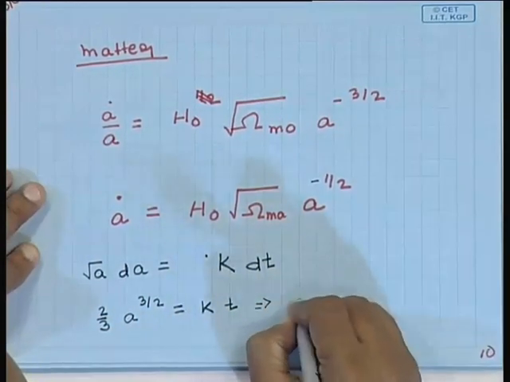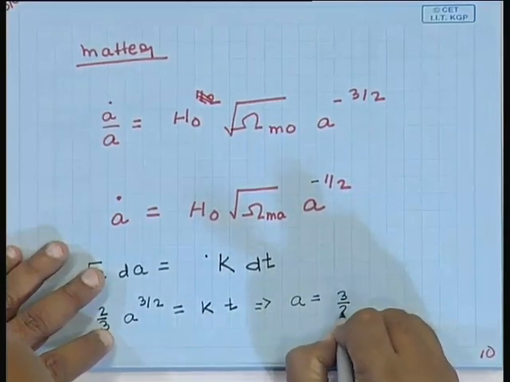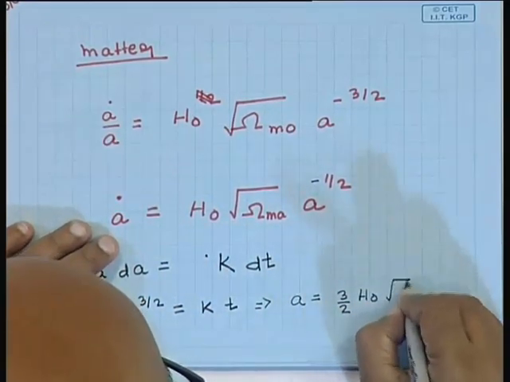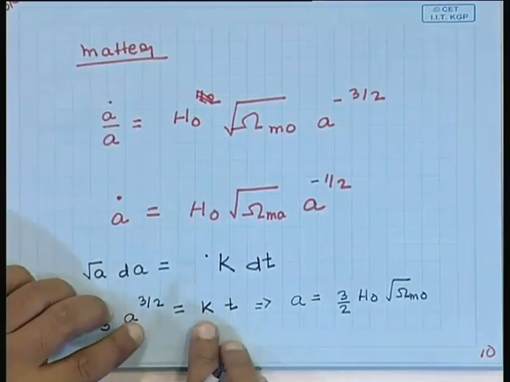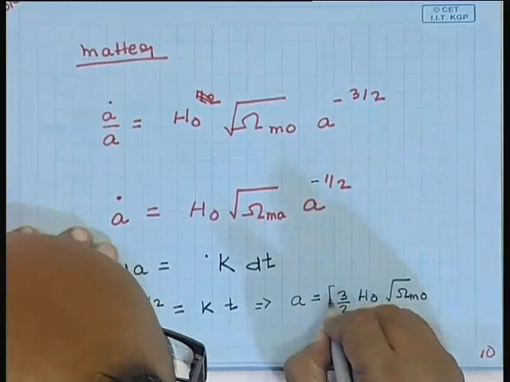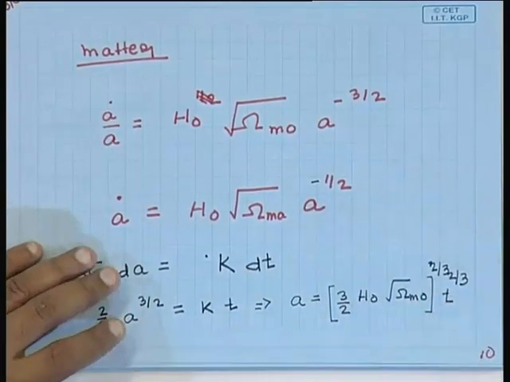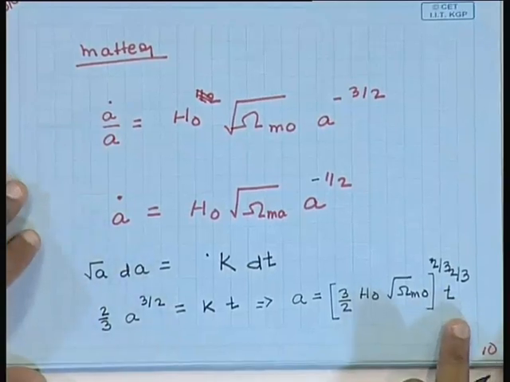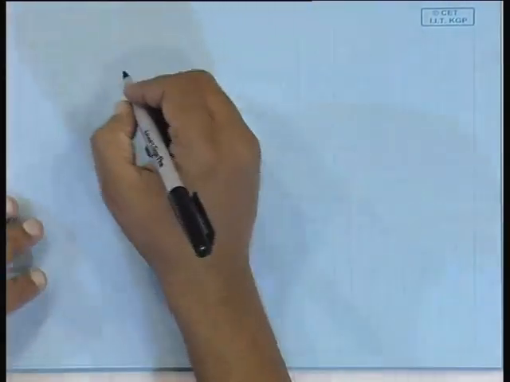So, this implies that A is equal to, I can take the factor of 3 by 2 onto the other side, and I can put in the constant H naught square root of omega matter naught. So I have to take this whole thing to the power of 2/3, t to the power of 2/3. So the important point over here is that the scale factor scales as t to the power 2/3 in the matter dominated universe. When the universe is matter dominated, dominated by pressureless dust, the scale factor scales as t to the power 2/3. We have discussed this extensively.